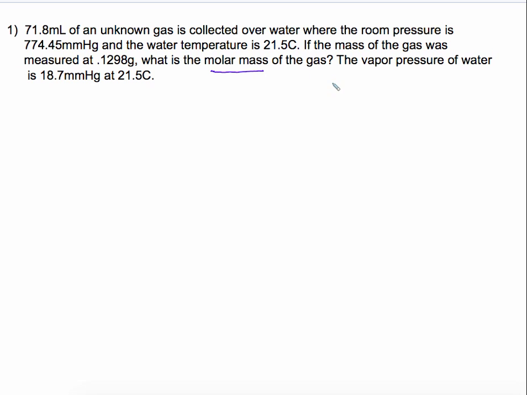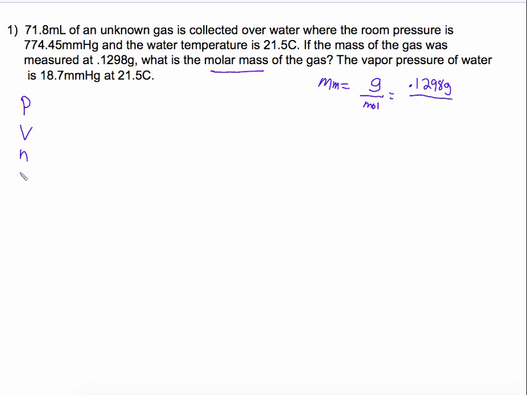Okay, so to find a molar mass, you have to take the grams of the gas divided by the moles of the gas. And if you look on the problem, it's telling us the grams right here, 0.1298 grams. Now what we have to find is the moles. If you read this problem, they give you a bunch of gas law data like pressure, volume, temperature. So that means you're going to use PV equals nRT.